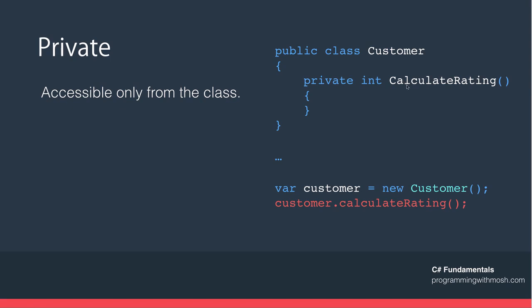So as you see in the example, if we create a customer object, we are not going to be able to call the calculate rating method. It's not going to be compiled.